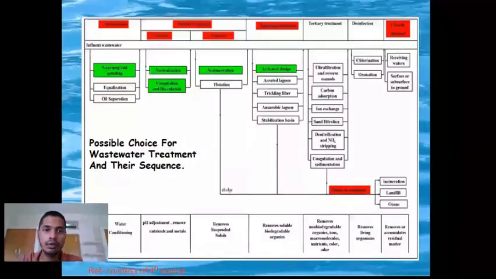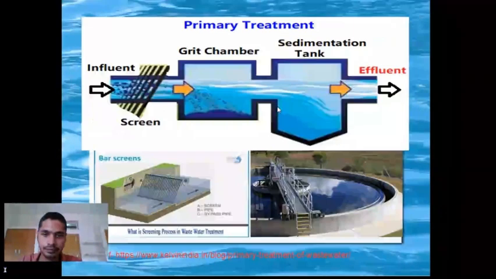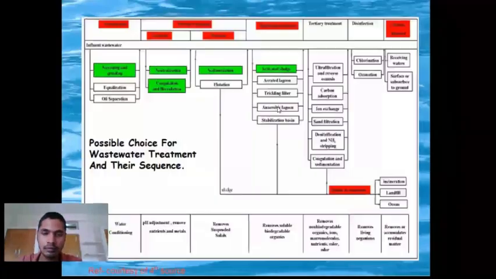This is the flowchart of effluent treatment processes, where you have the incoming water. There is the initial primary treatment, which consists of screening, equalization, and sedimentation of sedimentary particles. This is followed by secondary, where we have activated sludge, aeration lagoon, trickling filters, anaerobic lagoon and stabilized basins. And in tertiary, we have chlorination, ozonation, ultrafiltration, carbon adsorption, ion exchange, sand filtration and denitrification.